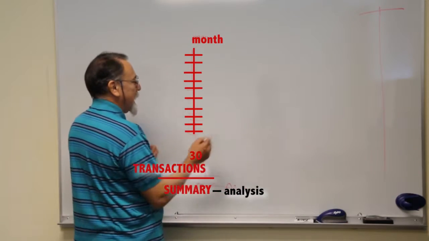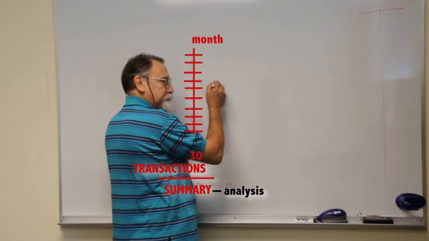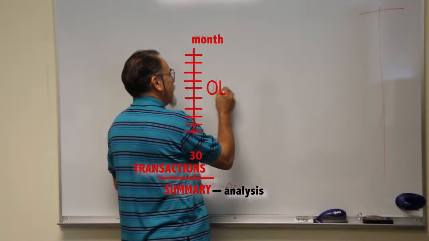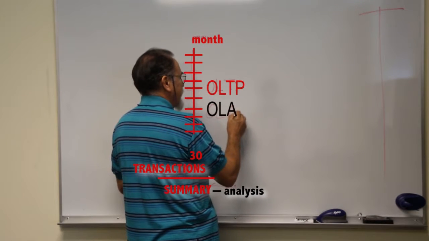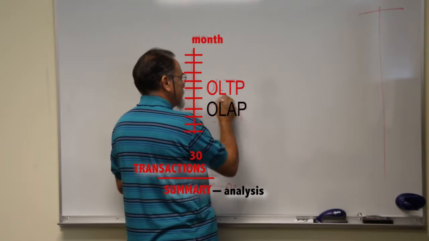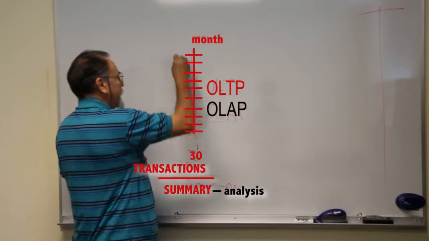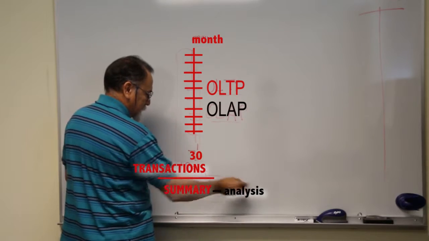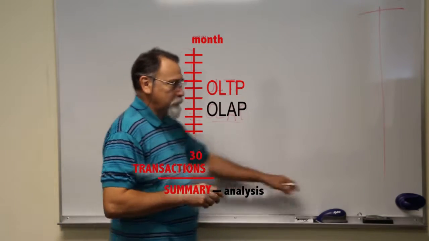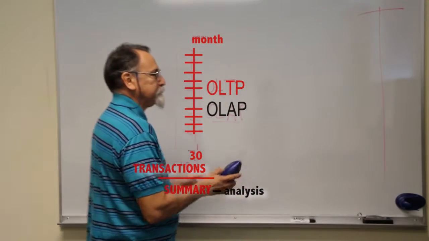So there's two items we're looking for. There's the online transaction processing and online analytical processing. So these are the two events. So you have collecting data every month and then doing the analysis that you do every month. So those are the two things that we're going to look at.